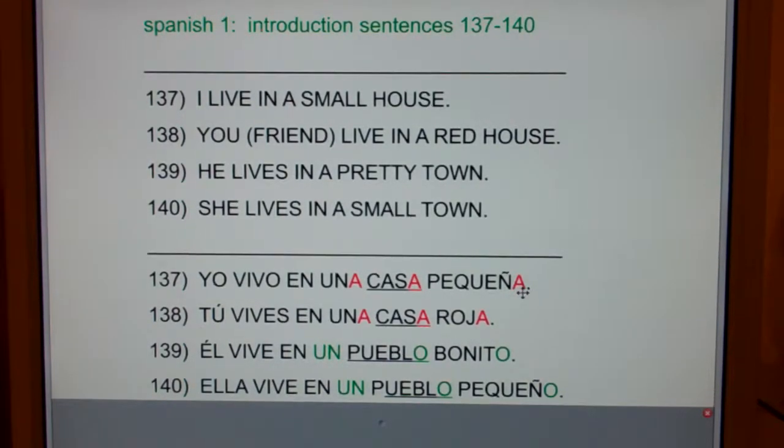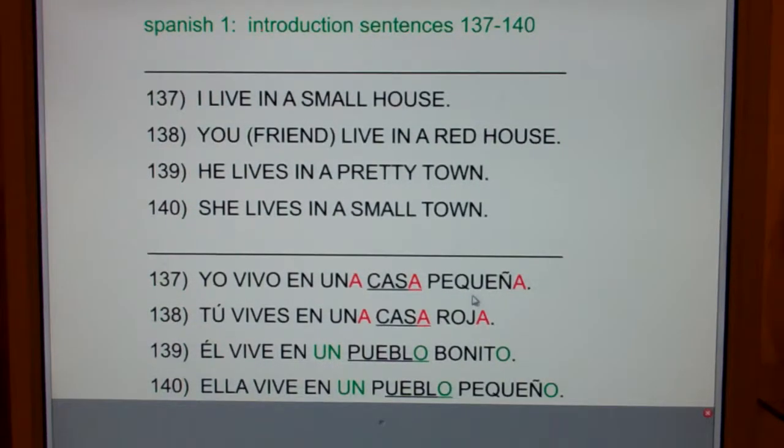Think about a teeter-totter. If you have an A on one side of the teeter-totter, it has to be balanced with an A on the other side of the teeter-totter. And notice the word for a, and, or one is una. And since una is referring to casa, and since casa ends in A, it's going to be una casa pequeña.